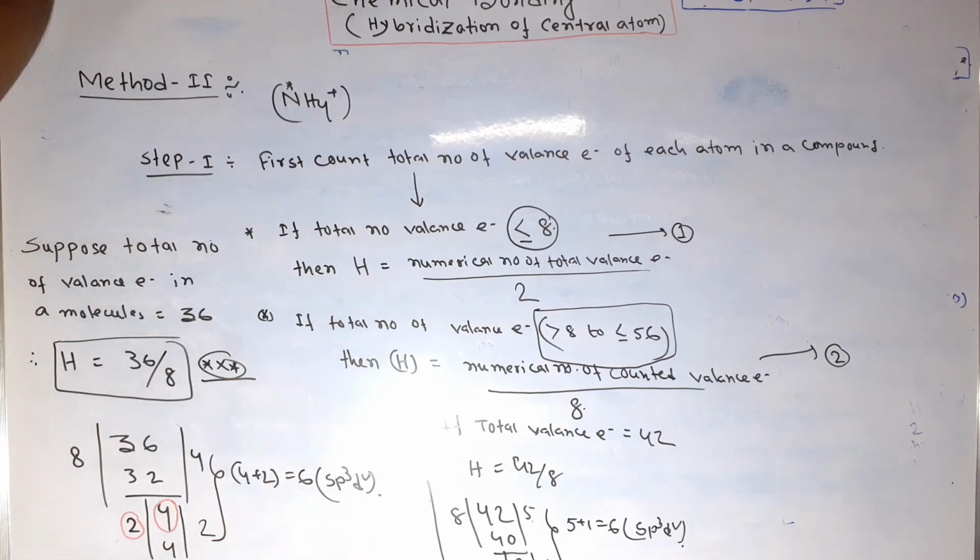This is the complete hybridization procedure and shape and geometry. In the next video we will discuss a particular species and their structure, and the distribution of the lone pair and bond pair electrons. So thank you very much.